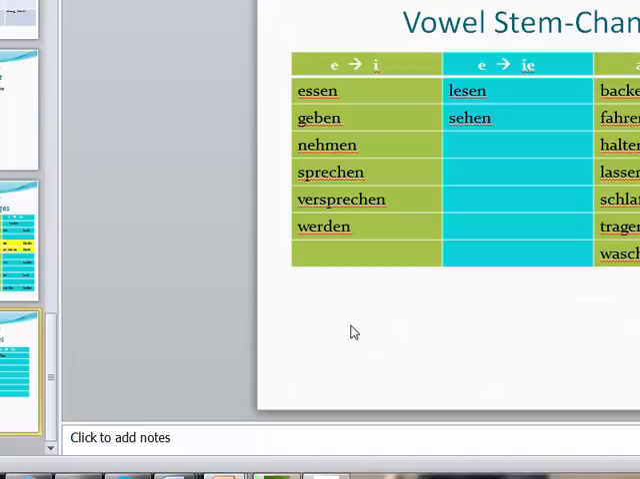E to I: essen, geben, nehmen, sprechen, versprechen, werden. To eat, to give, to take, to speak, to promise, to become. Lesen and sehen, to read, to see. Backen, fahren, halten, lassen, schlafen, tragen, waschen. To bake, to drive, to hold or to keep, lassen, to let, schlafen, to sleep, tragen, to carry or to wear, waschen, to wash, laufen, to run.